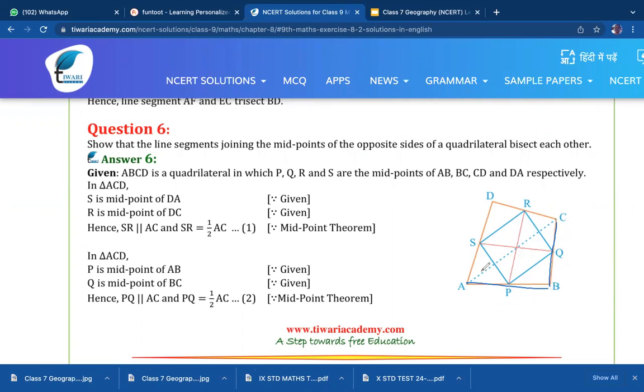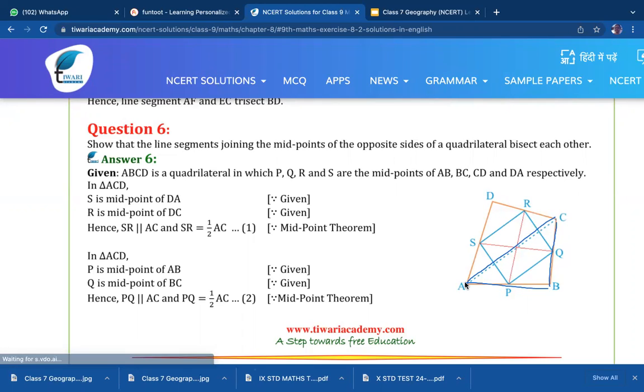Now, first of all, let me draw the diagonal. In all these questions, children, you remember that you have to draw the diagonal. So ACD, first let me take the triangle which is above the diagonal. In ACD, S and R are midpoints. The line joining the midpoints is parallel to the third side and also half of it. So therefore, SR is parallel to AC and SR is half of AC by the midpoint theorem.